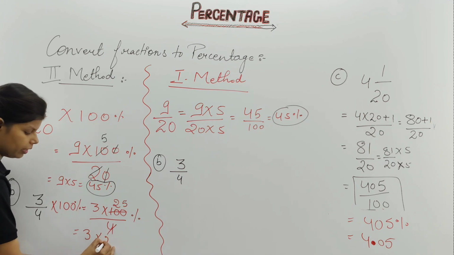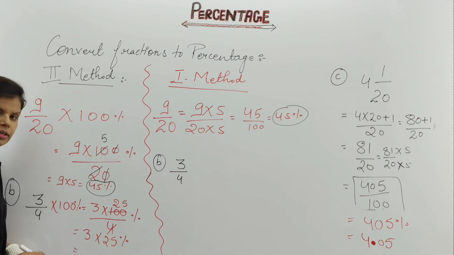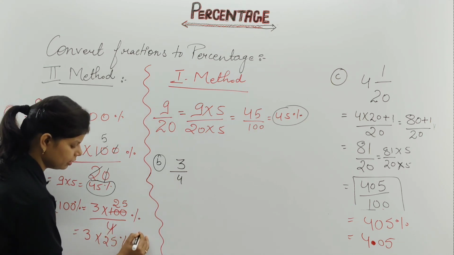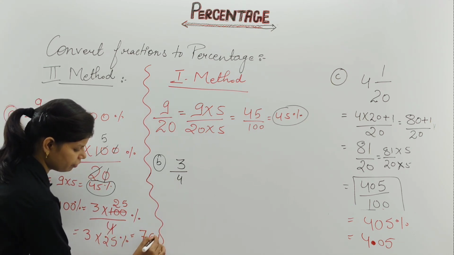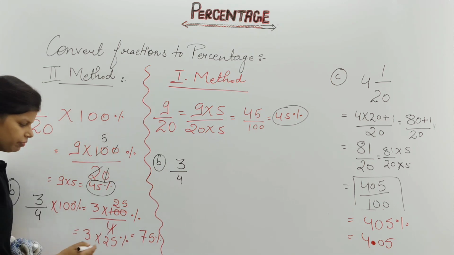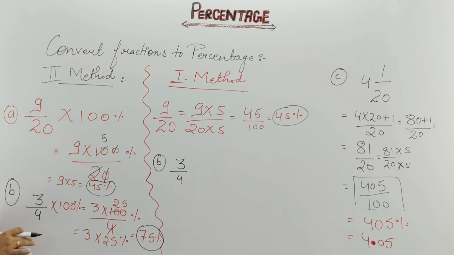Now 3 multiplied by your 25%. What is your answer? Okay, your answer is 75%. Your answer is 75% for this one. Again, I am going to circle it out. This is your second method.